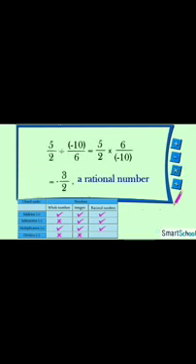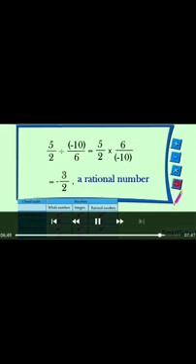Finally, let us check whether the rational numbers are closed under division. Here again, we have a rational number.